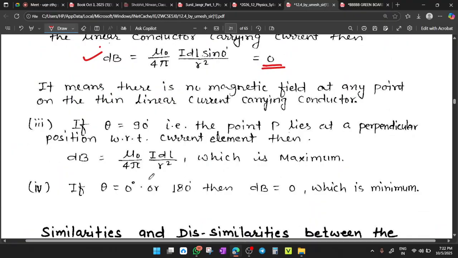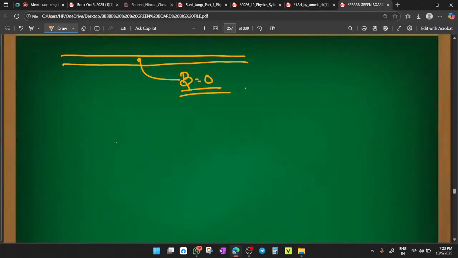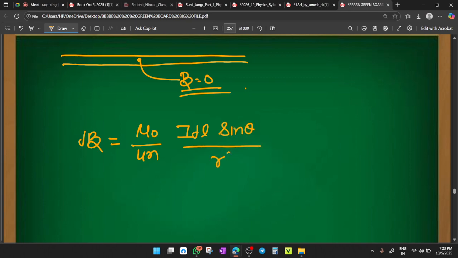If theta equals 90 degree, the current element is perpendicular to the position vector of P, so the field is maximum. It equals mu naught upon 4 pi Idl upon r square, because sin theta equals 1. I can derive it here: dB equals mu naught upon 4 pi Idl sin theta upon r square, for theta equal to 90 degree.